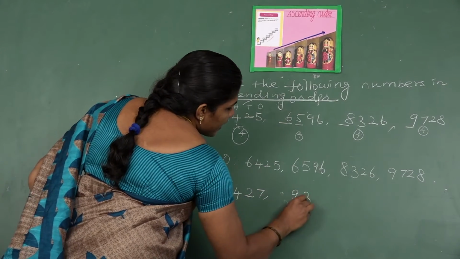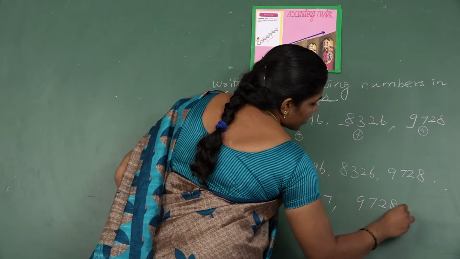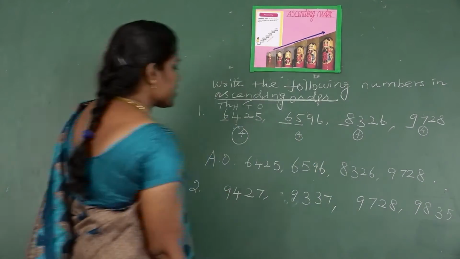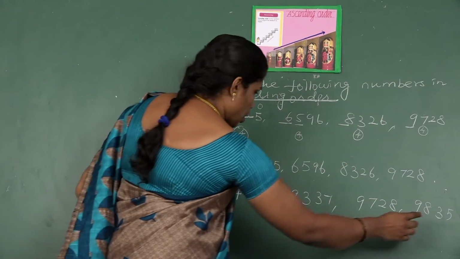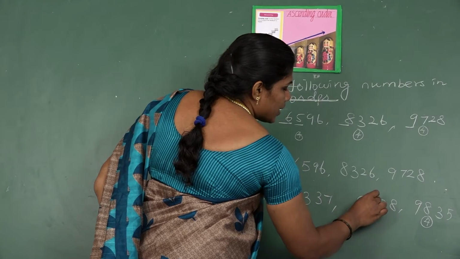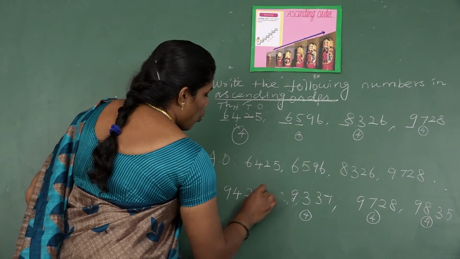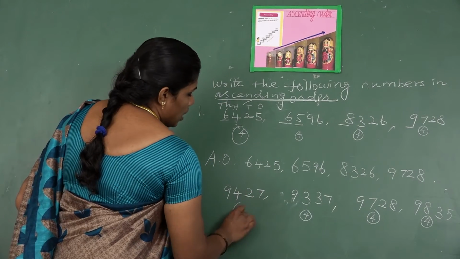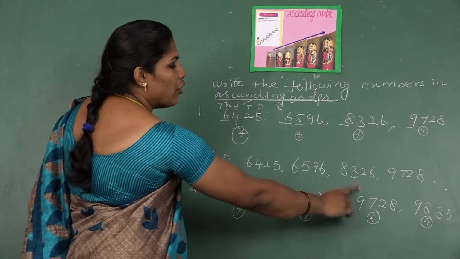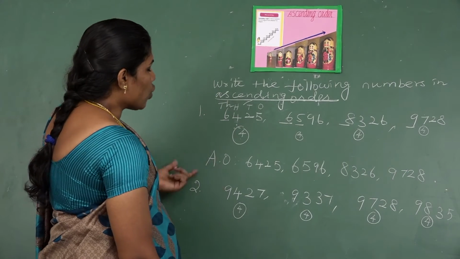Another example: 9,427, 9,337, 9,728, 9,835. First you count the digits. 1, 2, 3, 4. All the numbers are 4 digits.